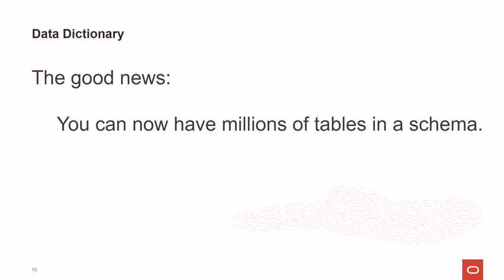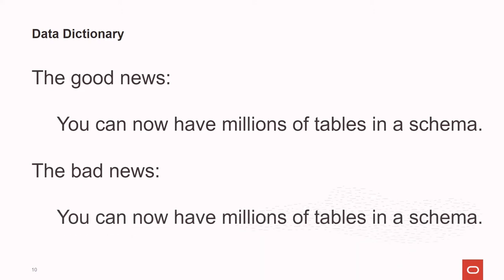By the way, we commingle the word schema and database in the MySQL world. Okay, the bad news. The bad news that's a corollary to this is that you can now have millions of tables in a schema. I haven't seen anyone get past about 22 to 25 million tables in a schema. And I know this is going to come back to bite someone in the butt one of these days, but it's nice to know you can do it if you want to.